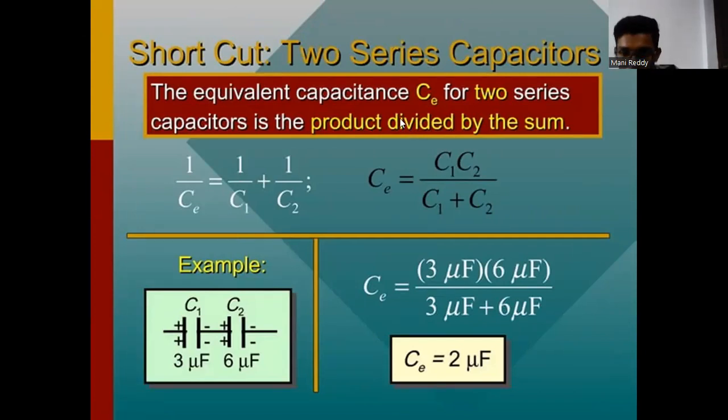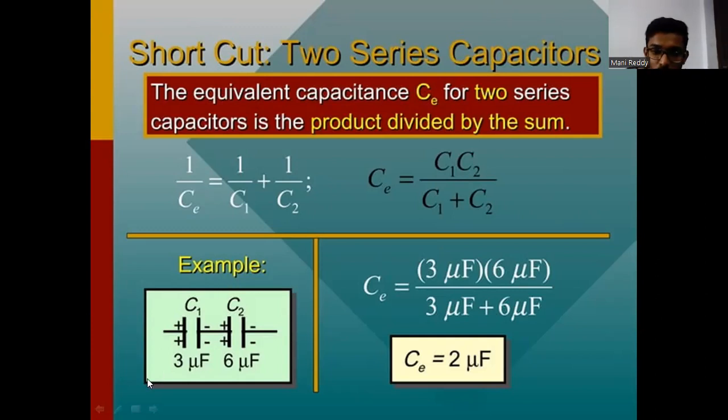Okay. No confusion there. I will explain clearly with an example. Here is the example. Two capacitors are there. The first capacitor's capacitance is 3 microfarad, and the second capacitor's capacitance is 6 microfarad. So we have to find the equivalent capacitance. What is the formula? Product of the individual capacitances divided by the sum of the individual capacitances.